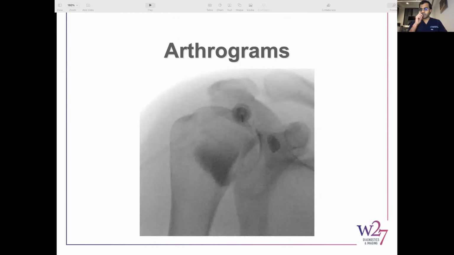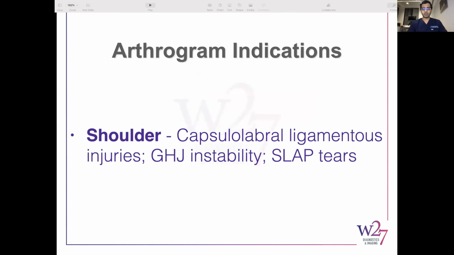Here's a fluorograph image of what an arthrogram can look like. So we've got a needle entering the glenohumeral joint here through the rotator interval, and the black stuff is the contrast that we've injected around the joint. Commonest indicators for arthrogram procedures with the shoulder tend to be looking for instability and signs of capsulolabral ligamentous disruption.